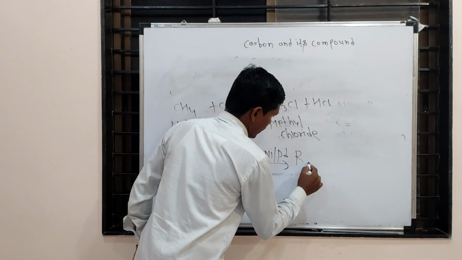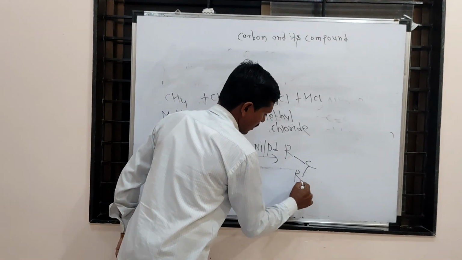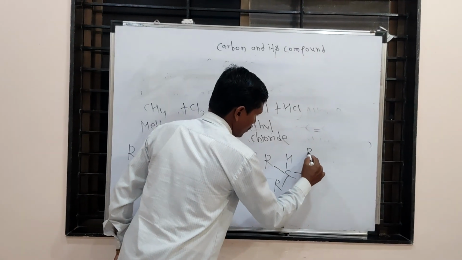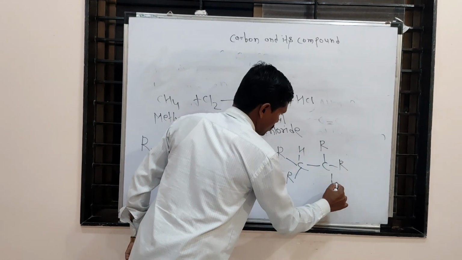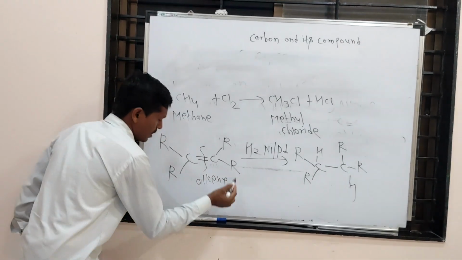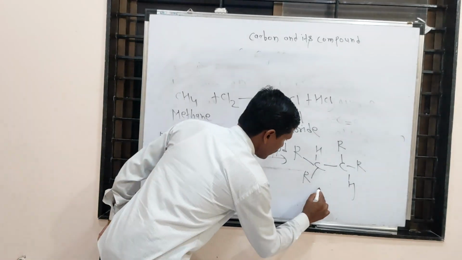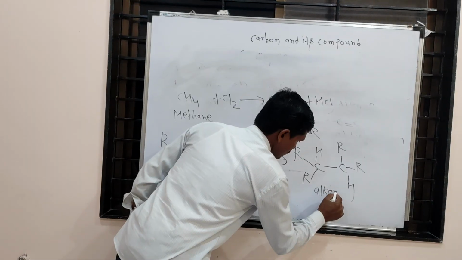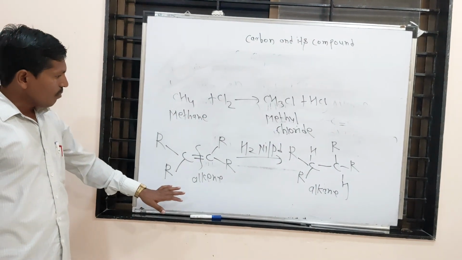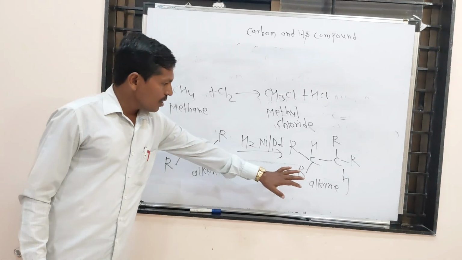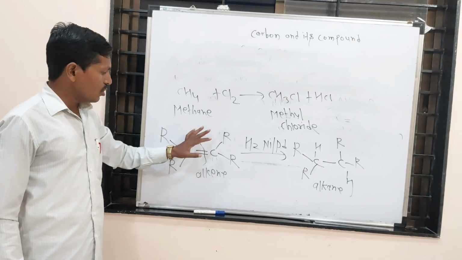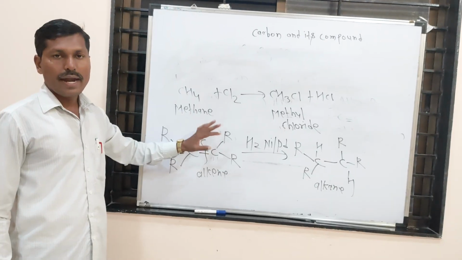So what we are getting is the double bond converted into a single bond, with R, R and H on each carbon. Now you see, this is the alkene, which is called an unsaturated hydrocarbon, and this is the alkane, which is called a saturated hydrocarbon. So here we got a saturated hydrocarbon from the unsaturated hydrocarbon, and this reaction is known as the addition reaction.